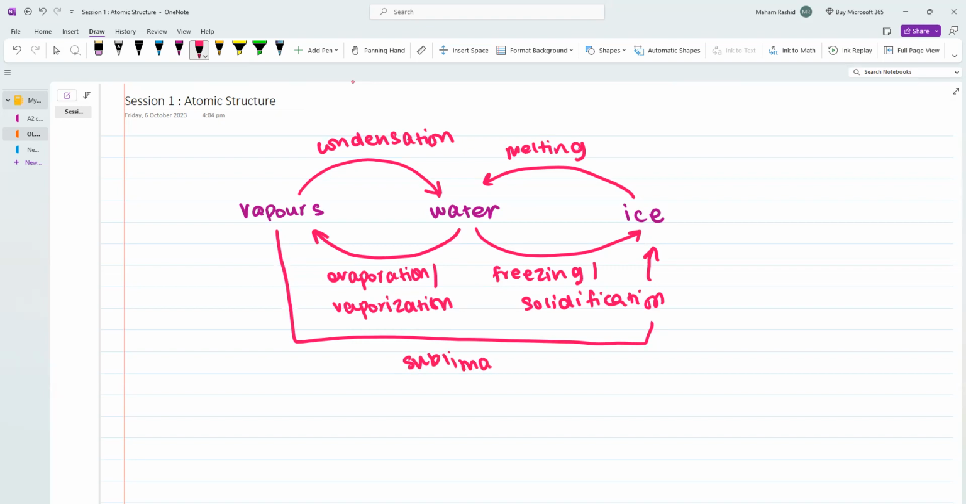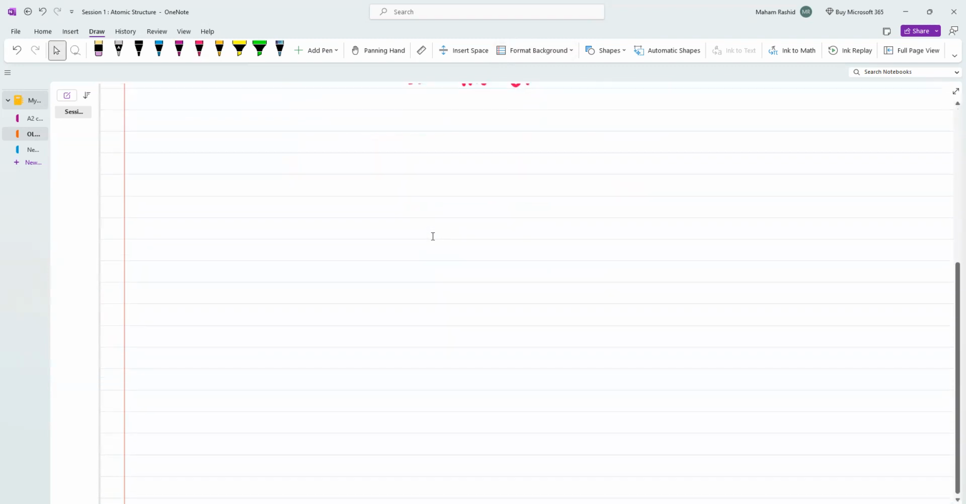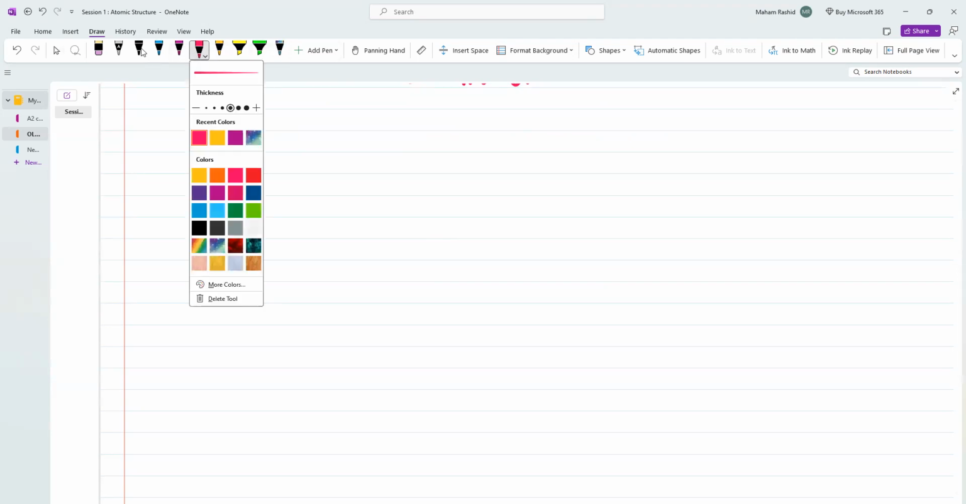And then ice to vapors is deposition. Yeah. This process is not in the syllabus, but it's still right there. Great. So now we move forward. Now we move to types of matter.